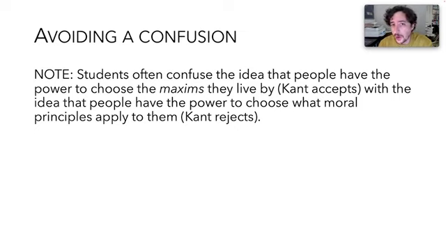I want to pause here just for a second to help make sure that students avoid a confusion that I've noticed is often made when I teach this. Students often confuse this idea that people have the power to choose the maxims they live by. So Kant accepts that idea. But they confuse it with this idea that people somehow have the power to choose which moral principles apply to them. Kant rejects that. You have no control over what is moral and what is immoral.